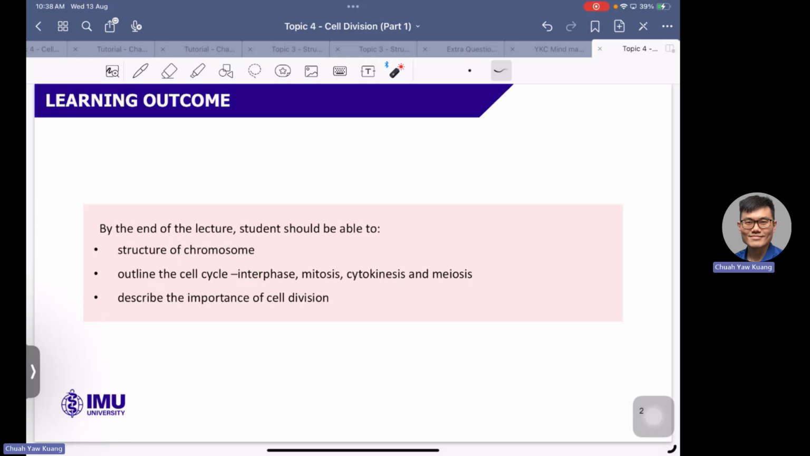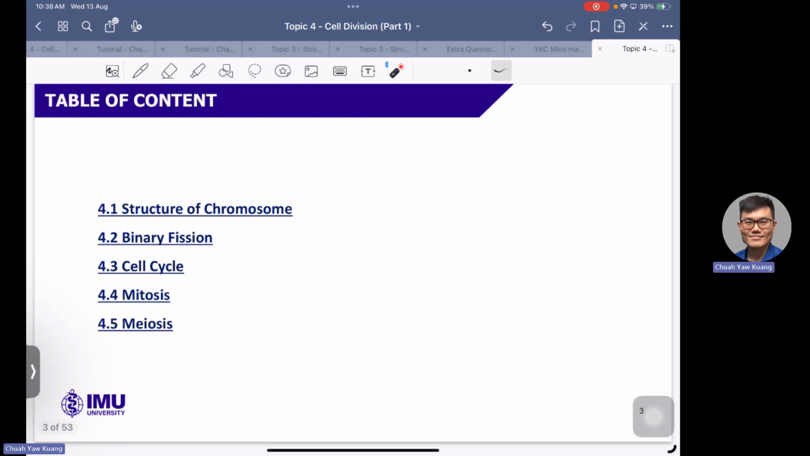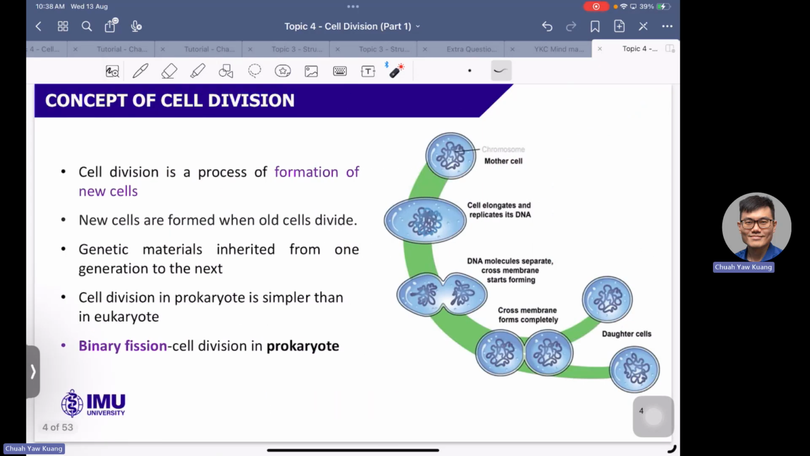So now this would be all the learning outcomes. That's it, very simple. Then now we move on to the notes. The first part we will talk about is the structure of the chromosome. Then we will go through binary fission, then the cell cycle, and only then we look through all the phases in mitosis and also meiosis. We look at it one by one.